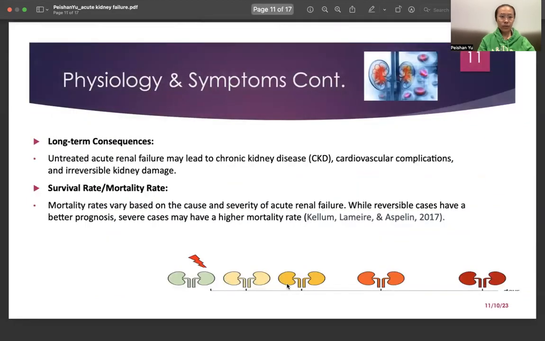And now the long-term consequences. Untreated acute renal failure may lead to chronic kidney disease, cardiovascular complications, and irreversible kidney damage. Mortality rates vary based on the cause and the severity of acute renal failure. Some cases have a better prognosis. Severe cases may have a higher mortality rate.